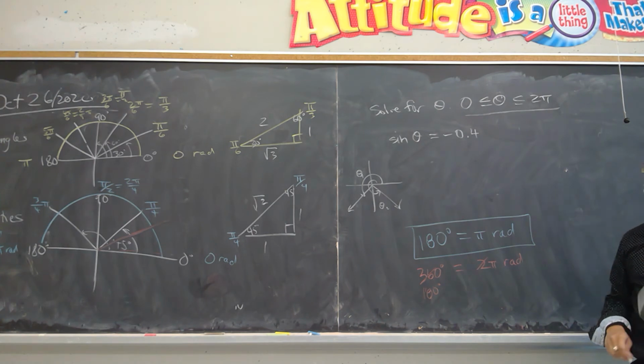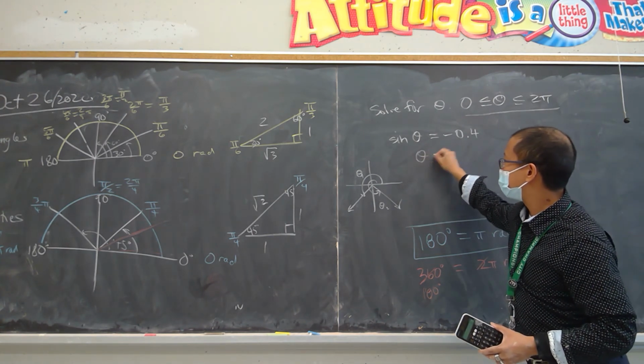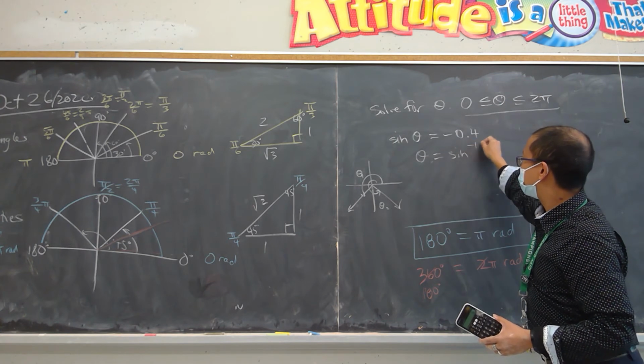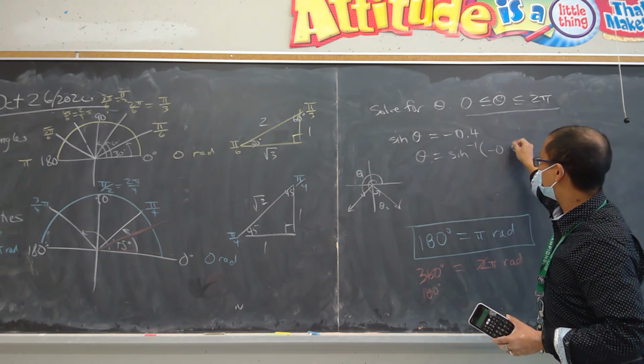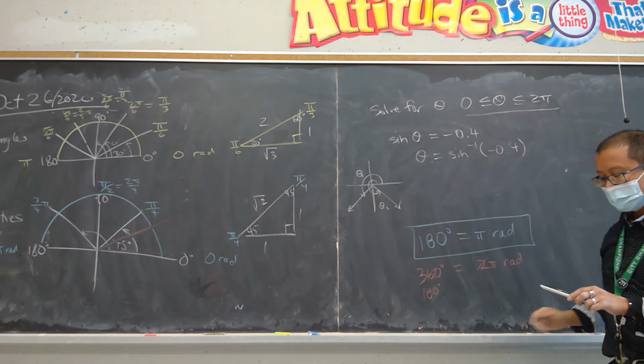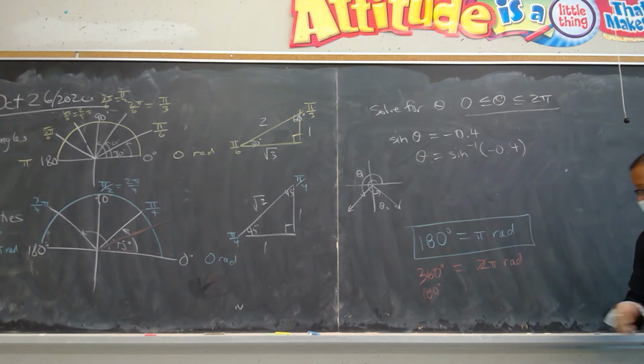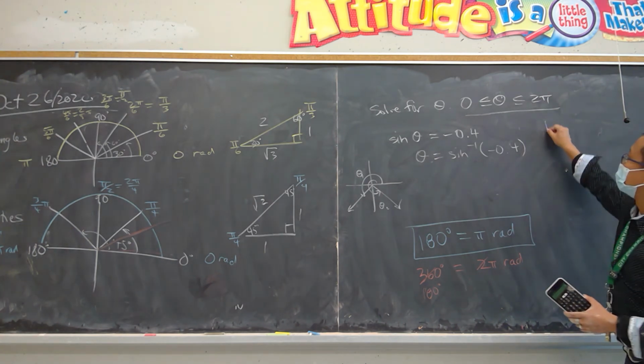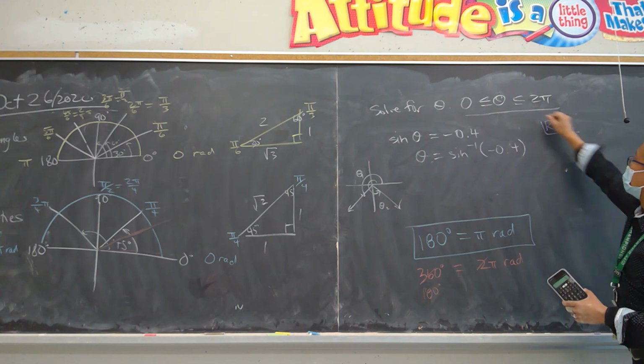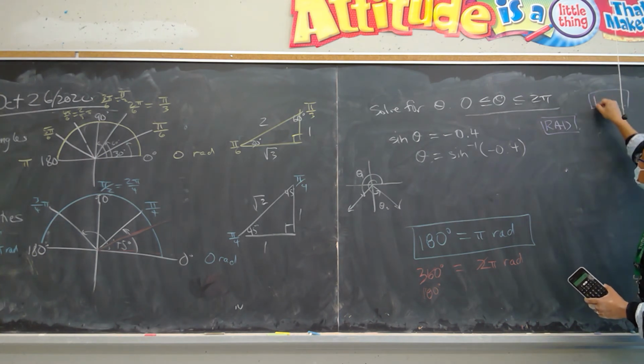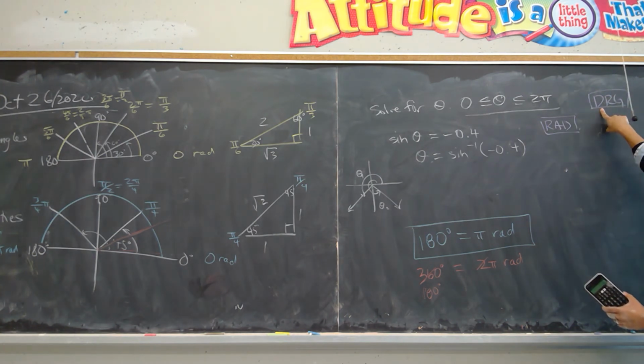Okay. But since I'm working in radians, I do the inverse sine of negative 0.4. And make sure your calculator is set in radians. How do you do that? There's a button called DRG. D stands for degrees, R stands for radians, and G stands for gradient, which I'm not going to explain unless you really want me to.